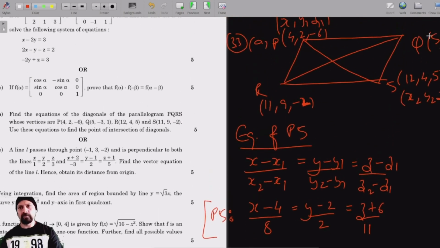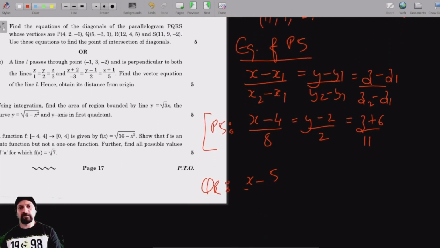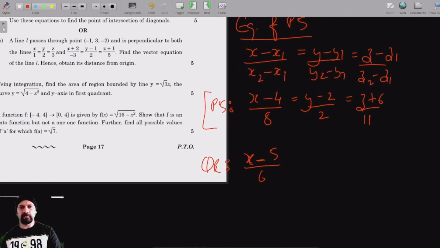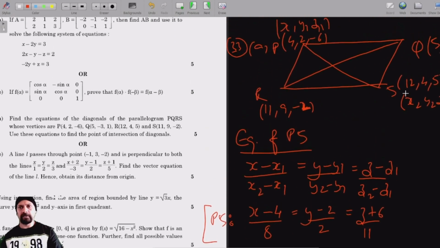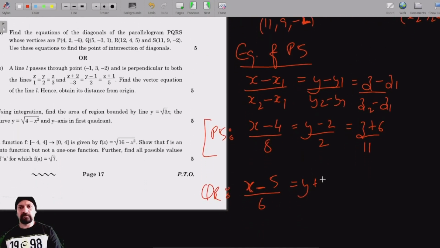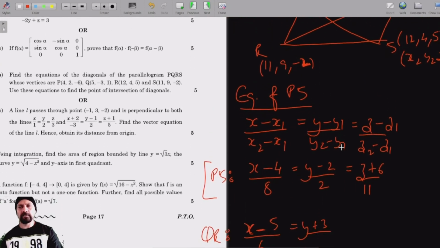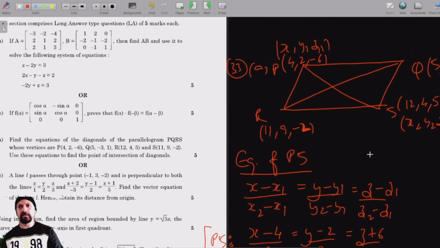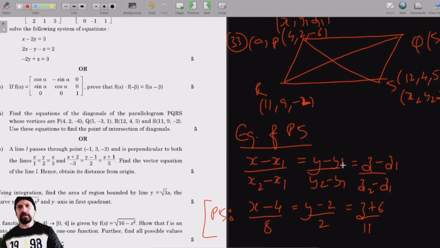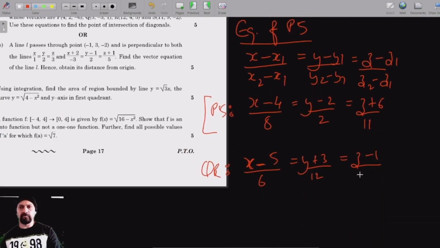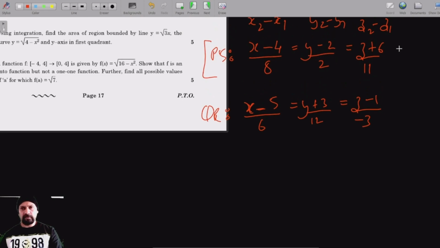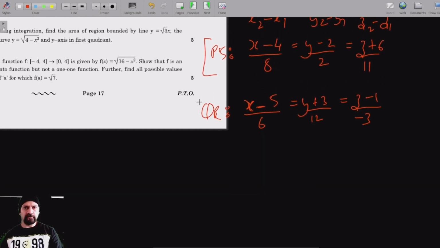x minus 5 upon 11 minus 5, which is 6. Y plus 3 upon 9 minus (minus 3), which is plus 12, and z minus 1 upon minus 2 minus 1, which is minus 3. Okay, so these are the equations of the diagonals.